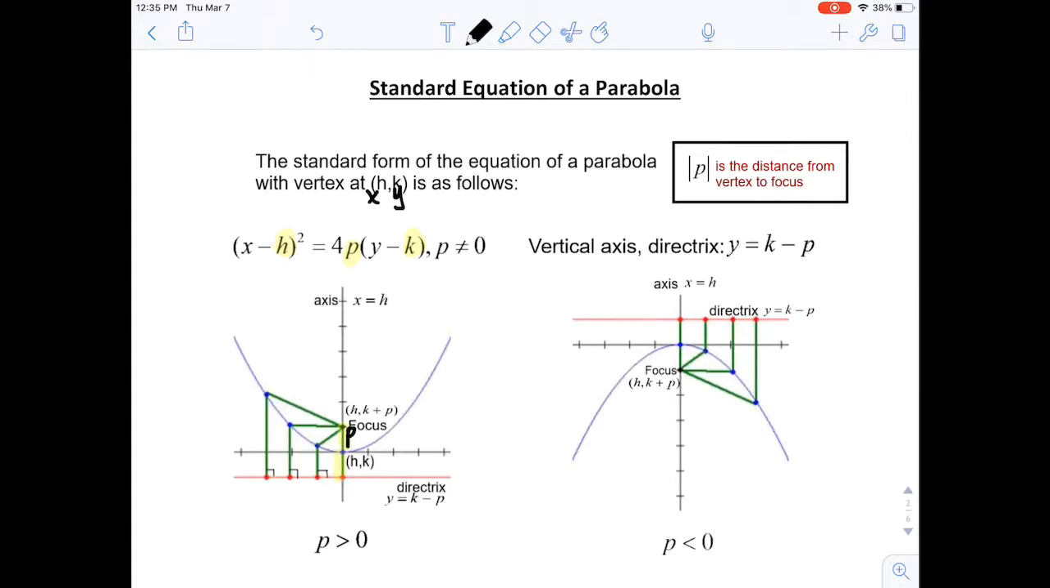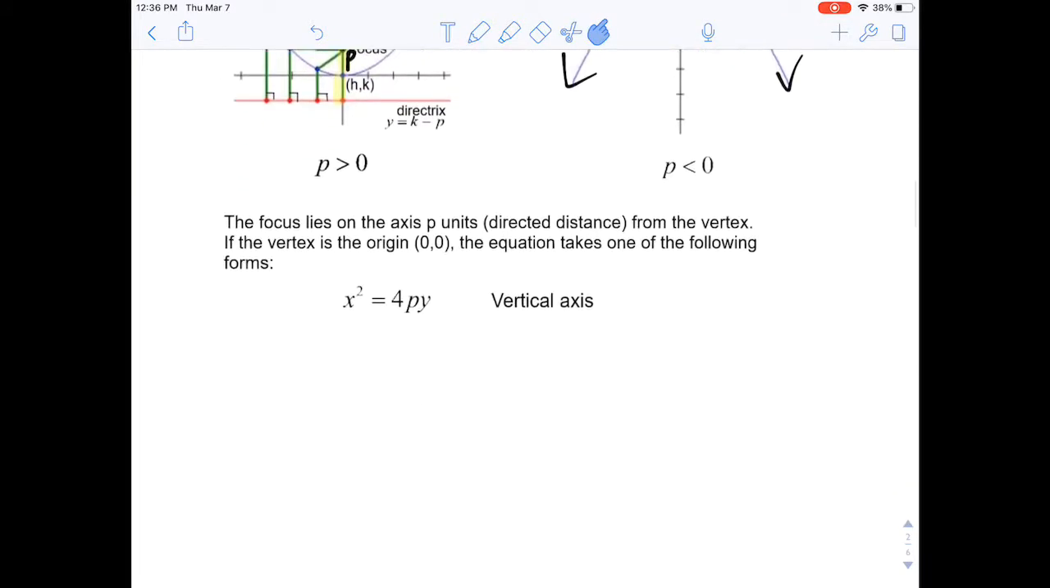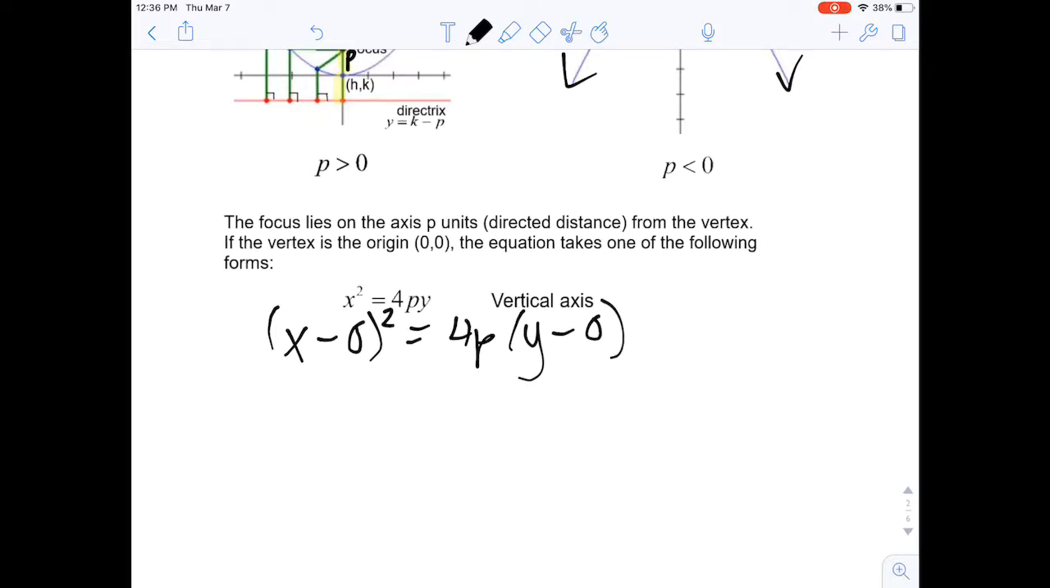When your p is greater than 0, you're going to have a happy face parabola. It's going to be facing upward. When your p is less than 0, you have that sad face parabola, which is facing downwards. All right, focus lies p units from the vertex. We just talked about that. If you're on the origin, this is what your parabola is going to look like: x minus 0 squared equals 4p times y minus 0. So it just is this, because those zeros we could just get rid of.